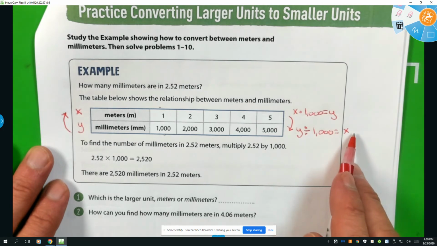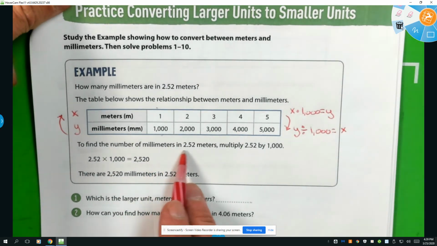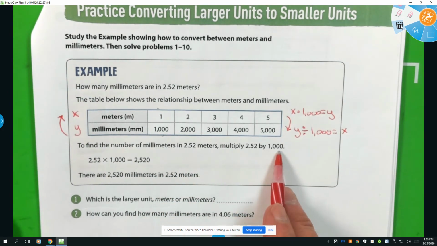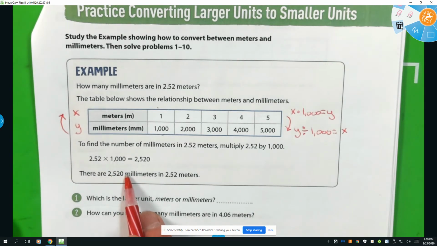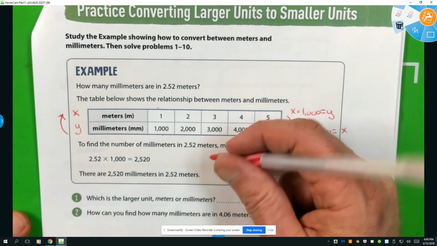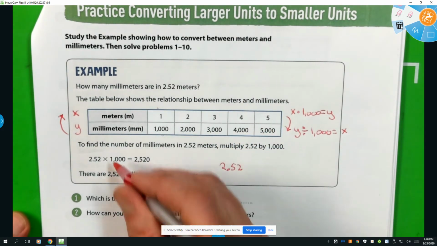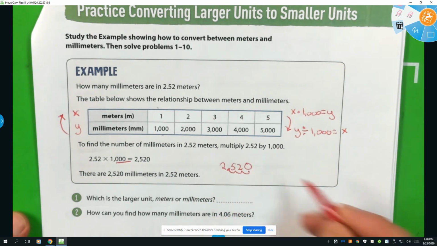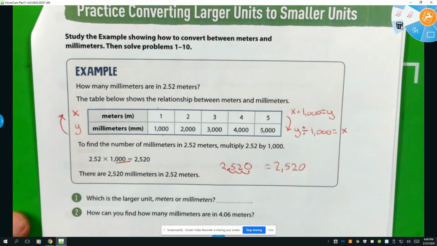What property am I using if I do that? It's the inverse. Okay. Now, to find the number of millimeters in 2 and 52 hundredths meters, multiply 2.52 times 1,000. And that's how we would get 2,520. So here's 2.52 times 1,000. Moving that decimal 3 places, 1, 2, and 3. Put in that 0. That would equal 2,520.